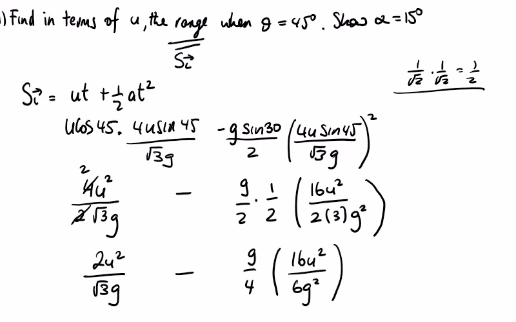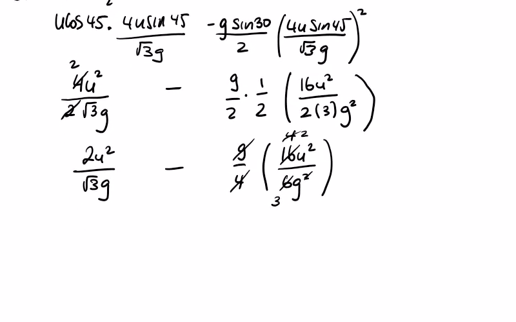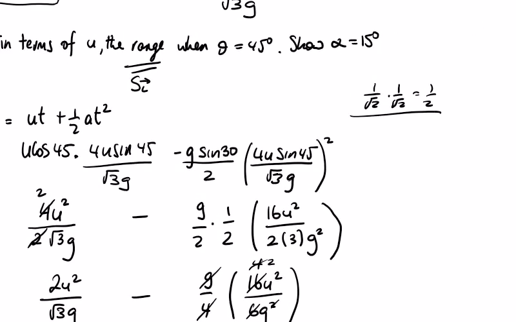What can I cancel now? I can cancel the square part with that g. The 4 goes into the 16 4 times, and 6 divides by 2, and so does 4. So what's that going to leave me with? 2u squared over root 3g. And this is going to be 2u squared over 3g, it looks like, minus 2u squared over 3g. Now we could probably factor out 2u squared over 3g here, but let's just leave it like this for a minute, and we're asked to show that alpha is 15.